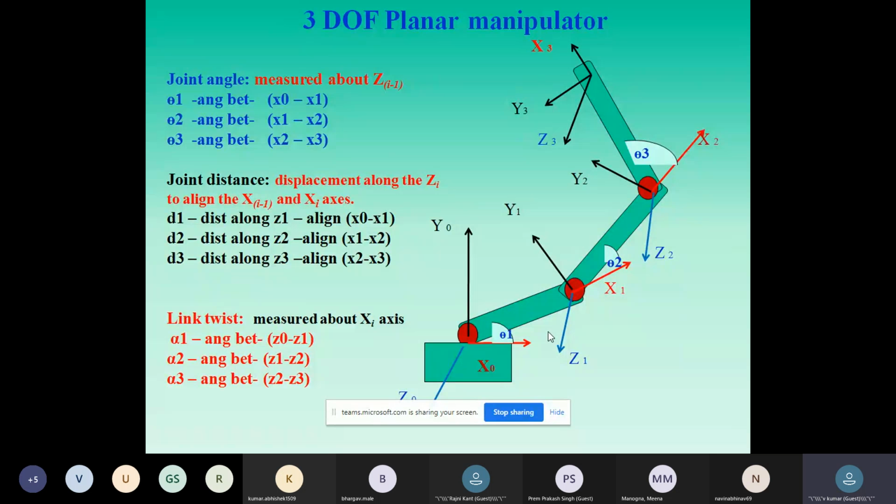Similarly, the link twist: this is the angle between Z1, Z2. Z1, Z2, Z3 are all parallel to each other because all are perpendicular to the plane. So what will the angle be? Between two parallel lines, how many degrees of angle are there? Zero. So the twist angle will also be 0.